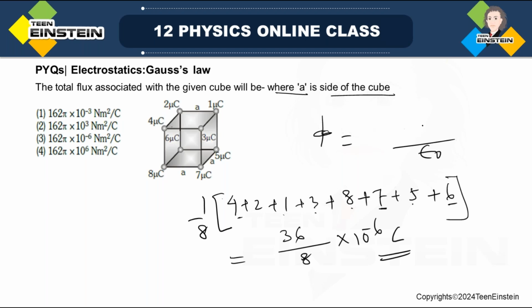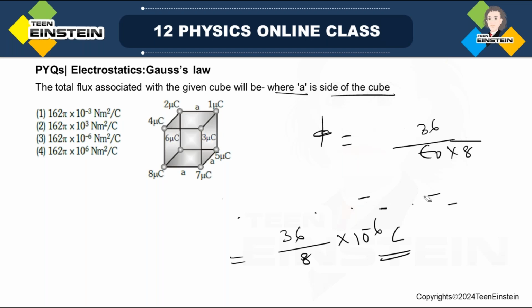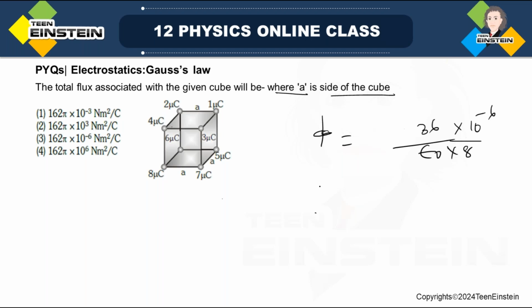So how much is it? 36 divided by 8 into epsilon naught. Okay, let me then clean this portion. Anyway, I have got the total charge. So flux will be q by epsilon naught. So charge enclosed is given here. Look at this. Charge enclosed is 36 by 8 into 10 to the power minus 6.